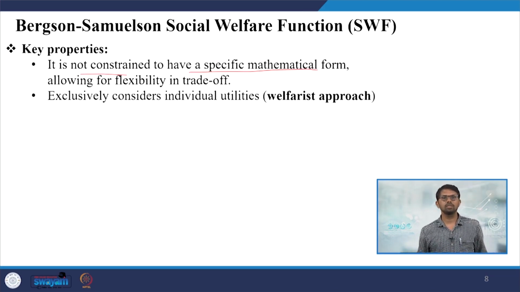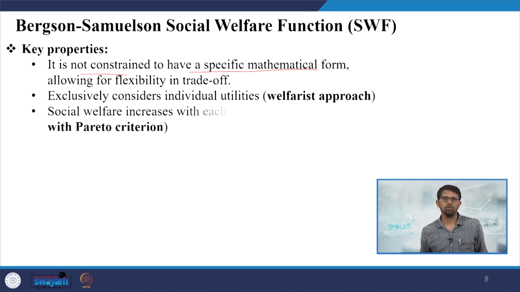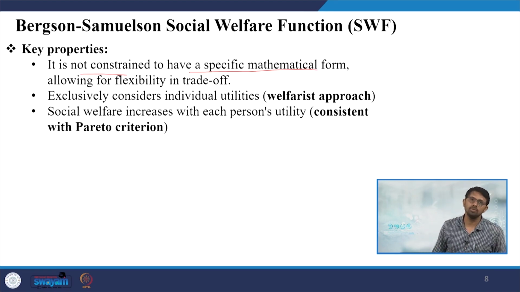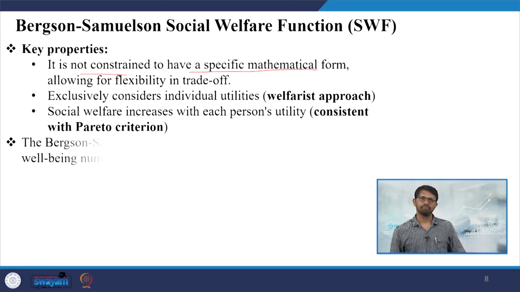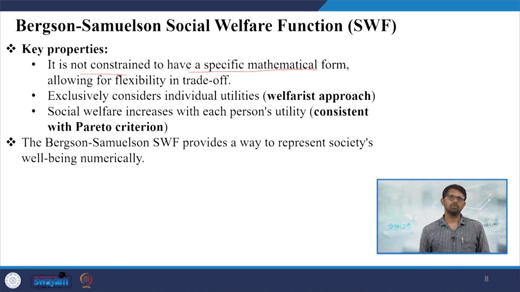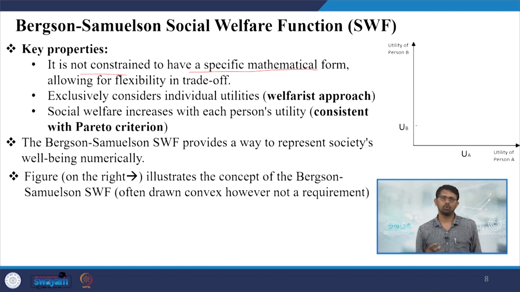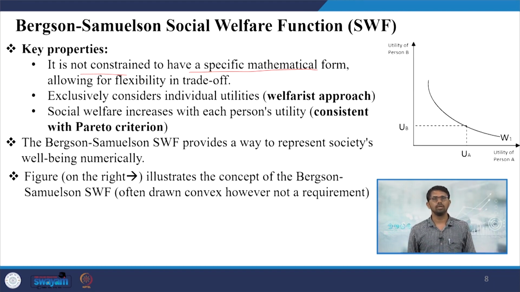This exclusively considers individual utilities, as a welfarist approach. Social welfare increases with each person's utility, which is consistent with the Pareto criteria. This Bergson-Samuelson SWF provides a way to represent society's well-being numerically by approximation of its individual utilities.